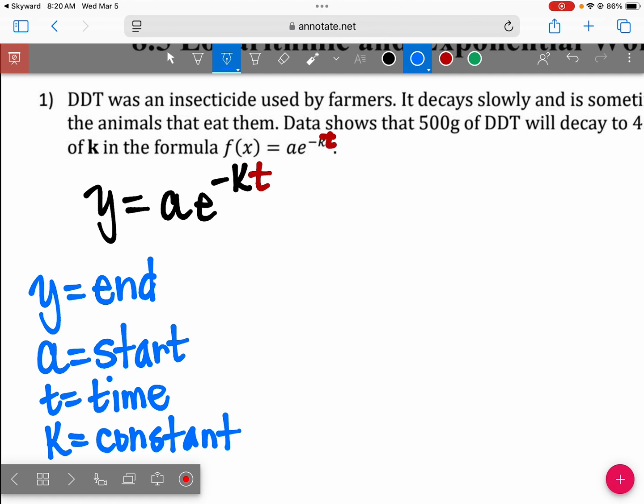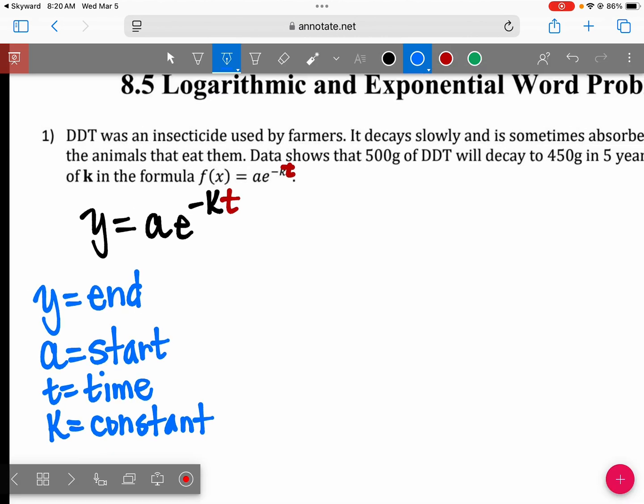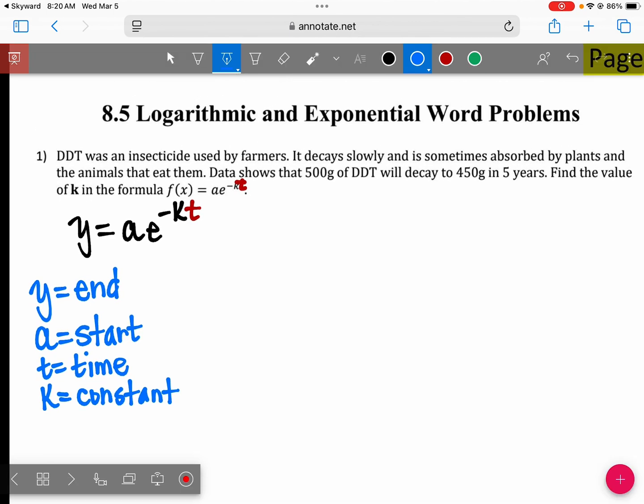Okay, so now let me read it a second time, and now I'm going to see if I can find some of these pieces of information. It says DDT was an insecticide used by farmers. It slowly decays and is sometimes absorbed by plants and the animals that eat them. Okay, so data shows that 500 grams will decay to 450 grams in 5 years. And it's asking us to find K. So K is what we're looking for. So I'm going to put my question mark here because that's what I don't know.